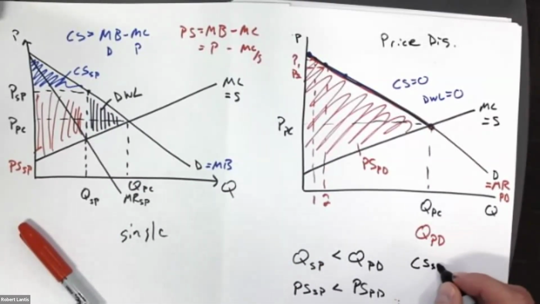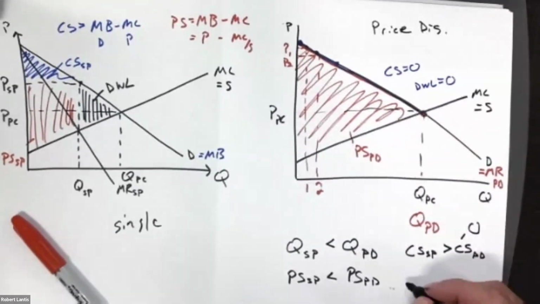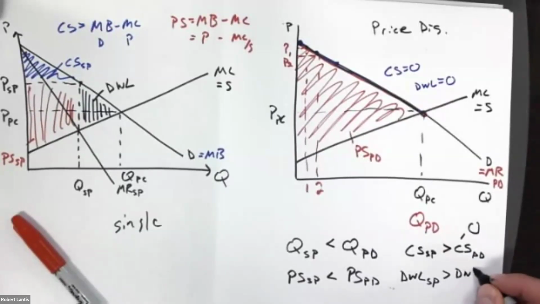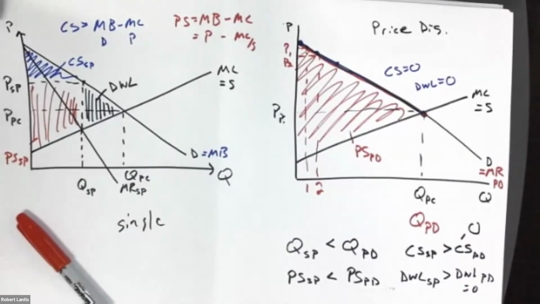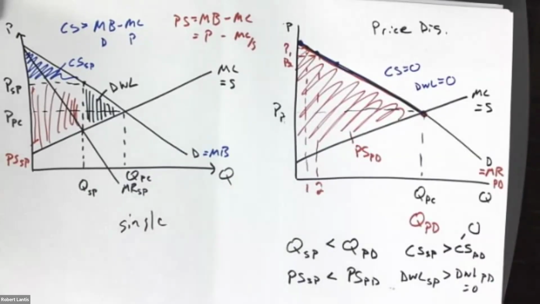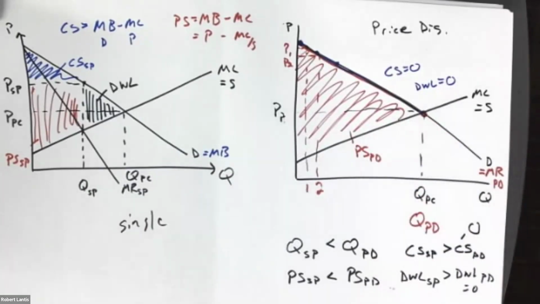Consumer surplus is actually greater when we're looking at a single price monopolist, because what is consumer surplus if we can perfectly price discriminate? 0. Right? And then deadweight loss for the single price monopolist. Well, the deadweight loss, if they can perfectly price discriminate, was equal to 0. So the deadweight loss here must be greater as well. Okay. So we can compare these two different types of monopolists to each other. We can also compare them to that perfectly competitive point.